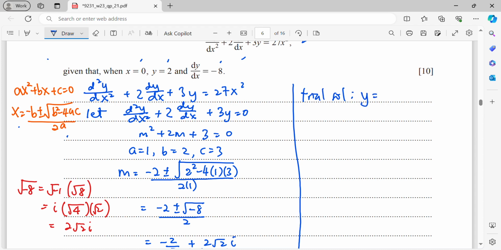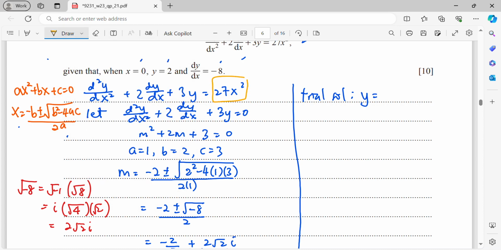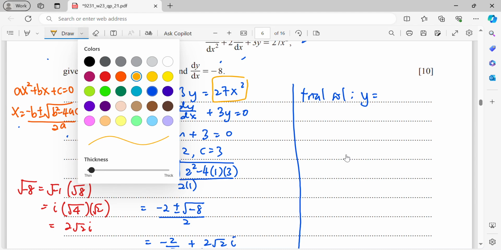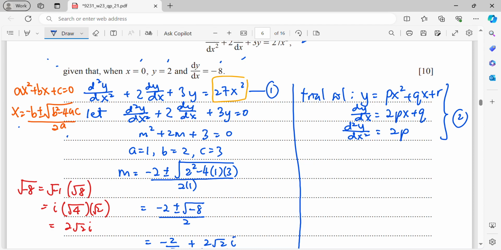Okay, so now my trial solution, my y. Look at the right side. This is a quadratic function, so it will be the general form, which means that is px squared plus qx plus r. So now I differentiate two times. My dy over dx, differentiate px squared is 2px. The qx becomes plus q. And then my second derivative, differentiate 2px is 2p. So let all this be the second equation, and the original differential equation be the first equation.